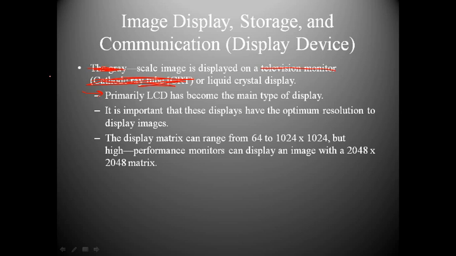It's important that these displays have the optimum resolution to display. The display matrix can range from 64 to 124 by 124, but due to high definition coming about, we actually see that we have images now with 2048 by 2048 matrices. And so due to the increase in technology, CT has kind of utilized that as well so that we can have better images.